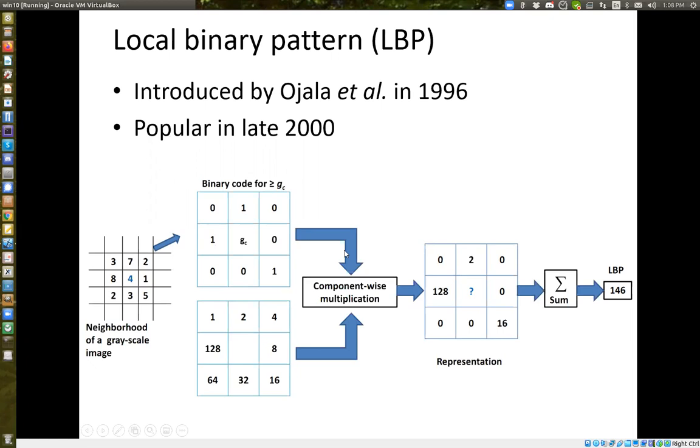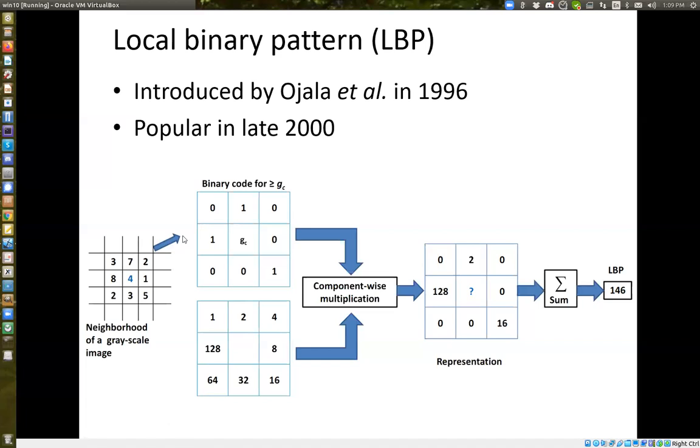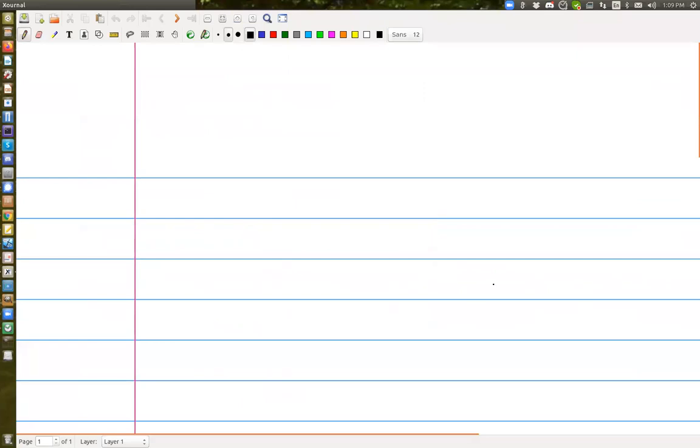Then I convert this into a number. In this case it will be 128 plus 16 plus 2, right? So therefore I got 146. Is that clear? I guess here it's a good place to pause to make sure you know what I'm talking about.